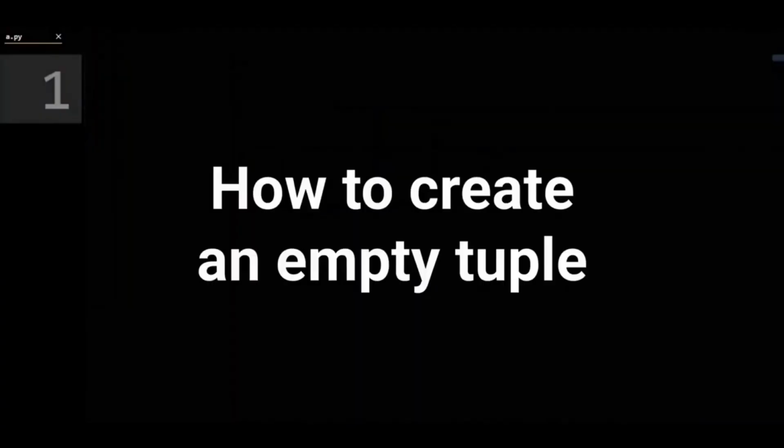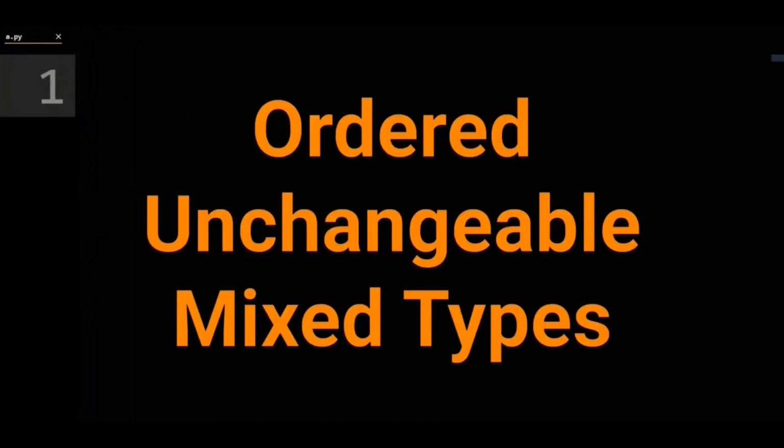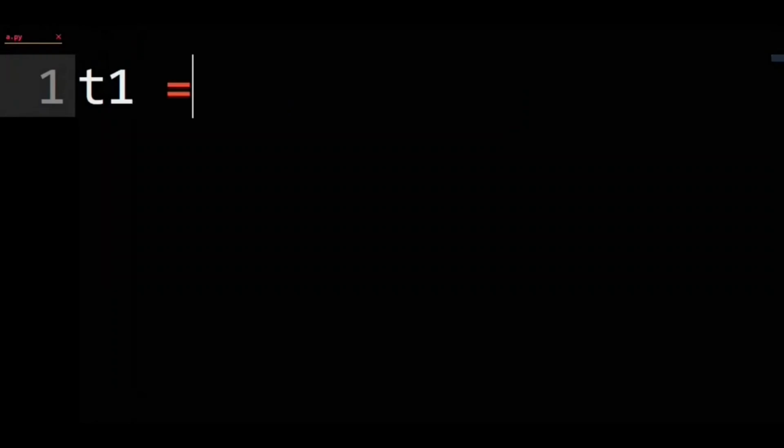How to create an empty tuple in Python is to use a tuple constructor and pass nothing into it. So, t1 equals calling the tuple constructor without any argument. How to create a tuple in Python. You know tuples, you love them. They're ordered, unchangeable collections of items that can be different types. T1 equals a tuple containing 1, 2, 3.